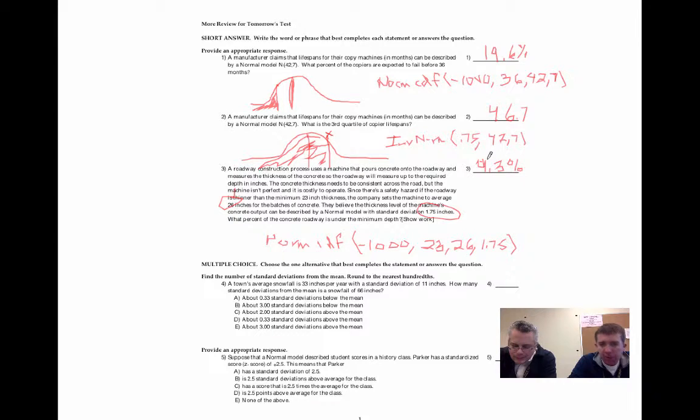The average snowfall is 33 inches with a standard deviation of 11. How many standard deviations from the mean is a snowfall of 66 inches? This looks like we're finding a z-score. That's what z-score answers: how far above or below the mean in standard deviations. So we have our x value of 66. We subtract the mean of 33, divide by 11, and this is going to be 3. Above or below? This is above.